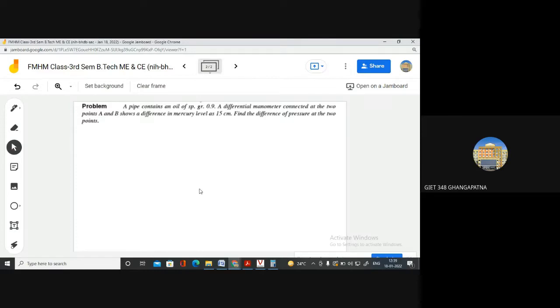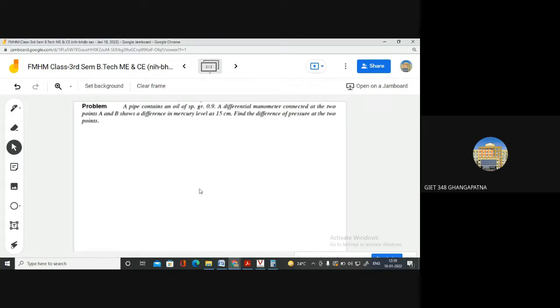So this is a problem related to which manometer? Differential manometer. In case of ordinary manometers, what did we see? One end of the manometer is open to the atmosphere. But in case of differential manometer, both the ends of this U-tube differential manometer problem which you are going to solve are connected to both the ends of the pipe.